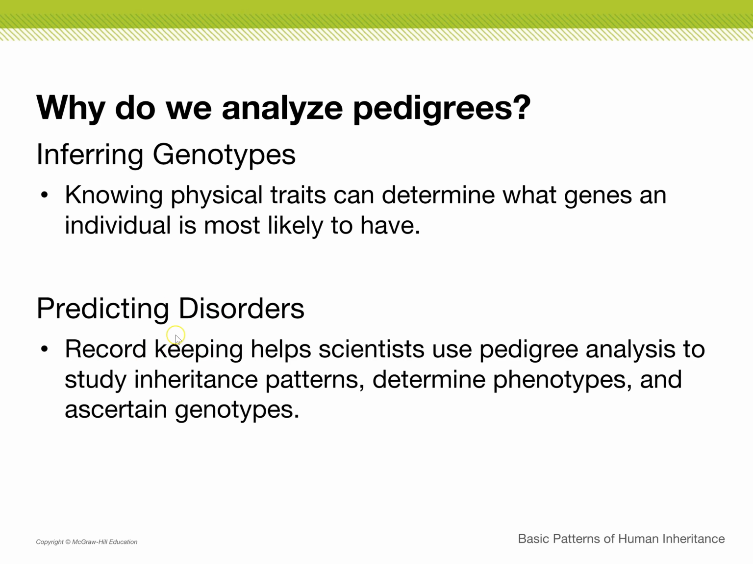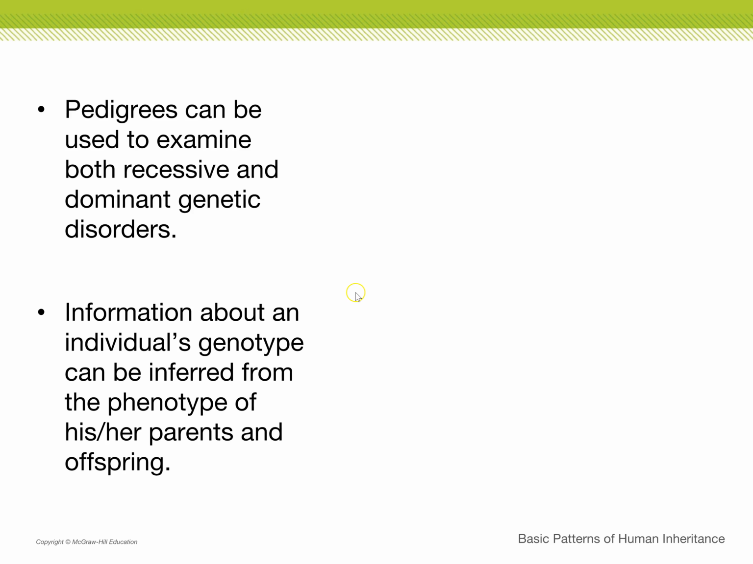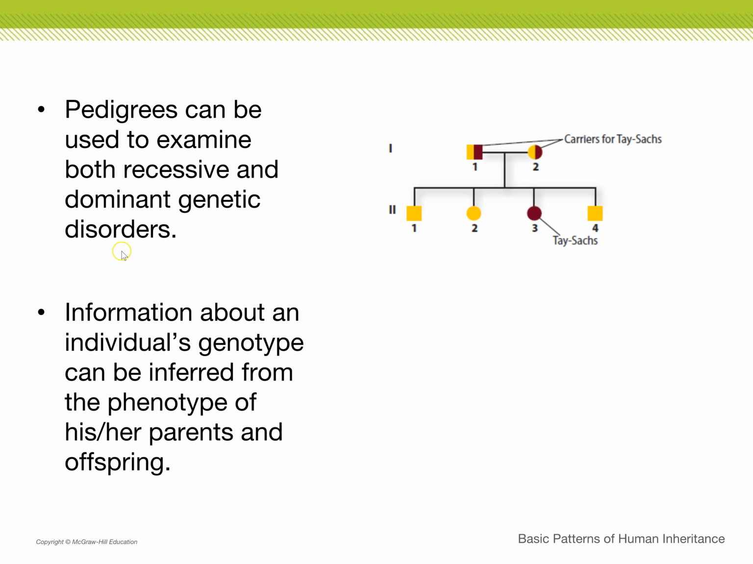Okay, and so that goes into this one. Predicting disorders. Record keeping helps scientists use pedigree analysis to study inheritance patterns, determine phenotypes, and ascertain genotypes. So we're looking through the family to see, can we predict that these two parents might have a child with a disorder? So pedigrees can be used to examine both recessive and dominant disorders. Information about an individual's genotype can be inferred from the phenotype of his or her parents and offspring.